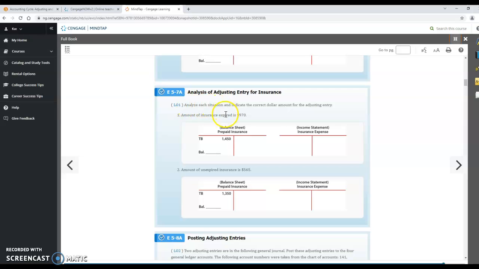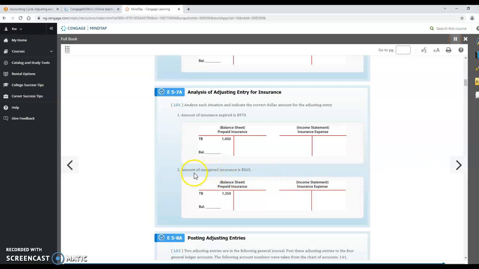Okay, here's insurance. The amount of insurance expired. Expired means used. So in this case, our credit to prepaid insurance, the asset, and our debit to insurance expense would be the 970, the part we used. And our balance left over in the asset that we still own would be the 1450 minus the 970. That would be $480 would be the balance.